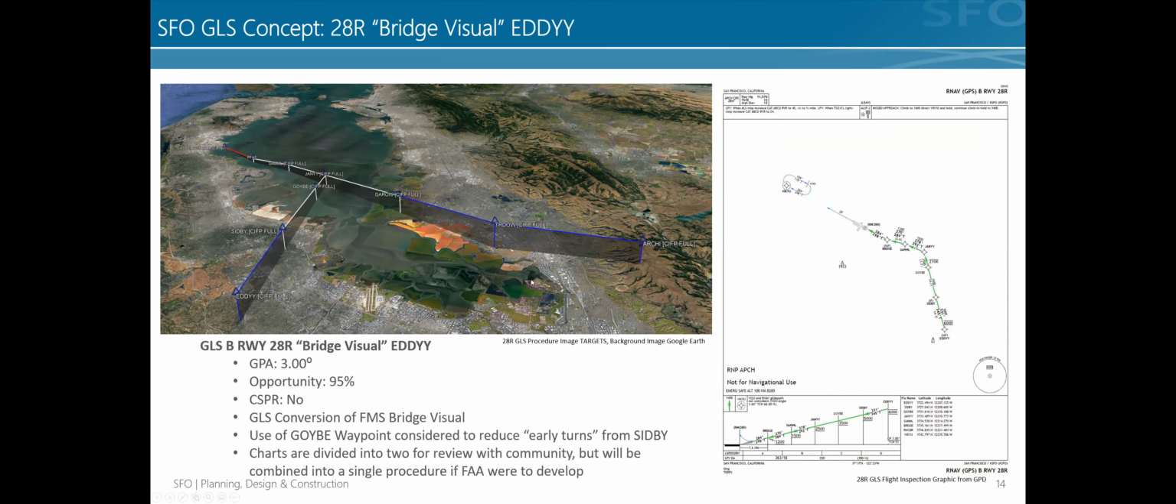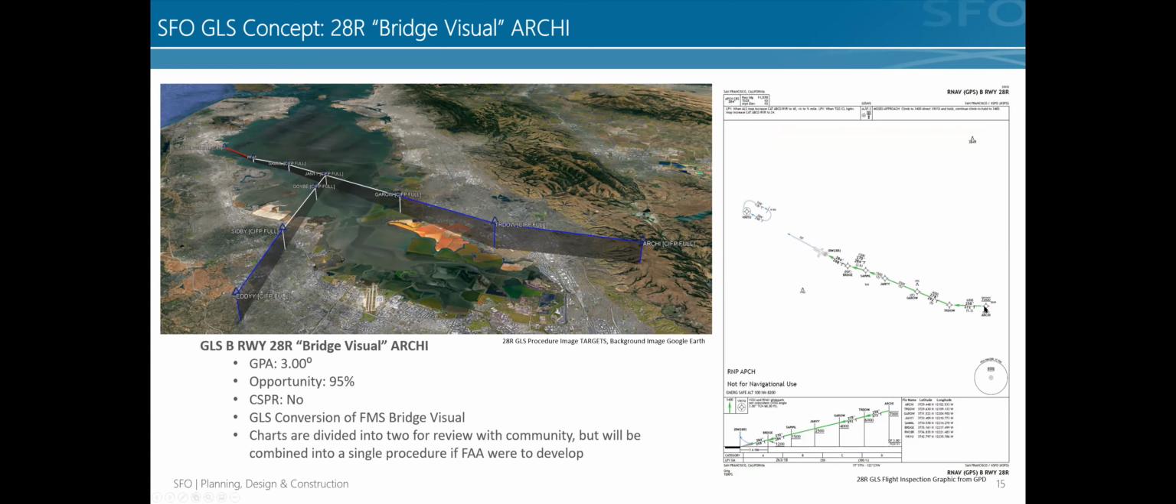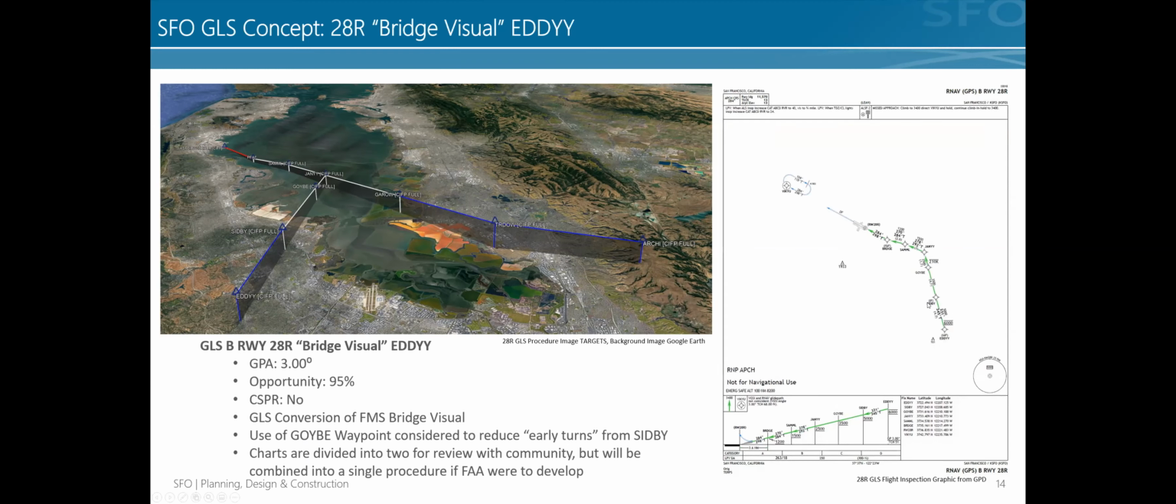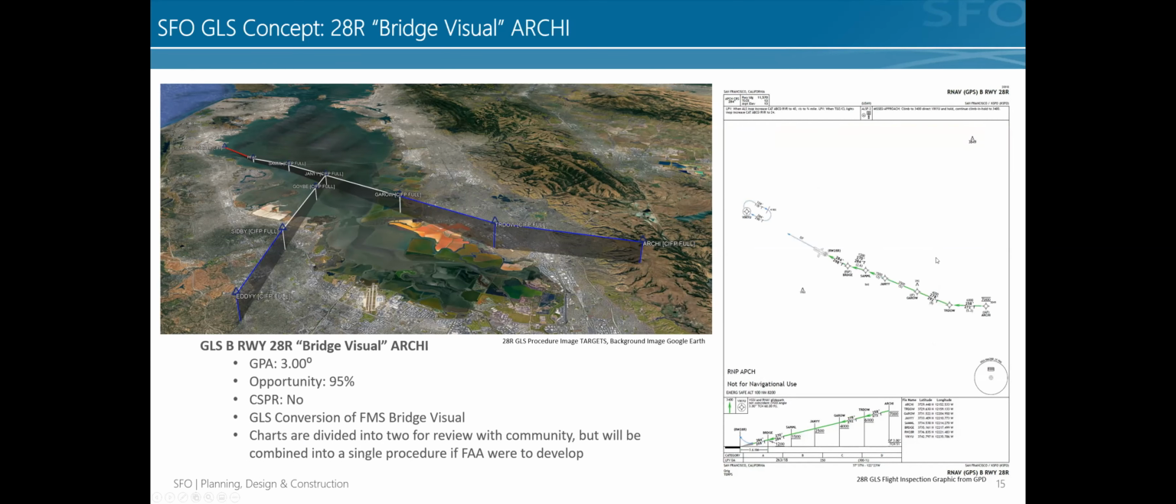Now, I've got 2 pages for this one. This is what it looks like when you're coming from EDDYY, and this is what it looks like when you're coming from ARCHI. Again, the only difference between these 2 pages is that this is the EDDYY starting point for the GLS version of the FMS bridge visual. This is the ARCHI starting point.